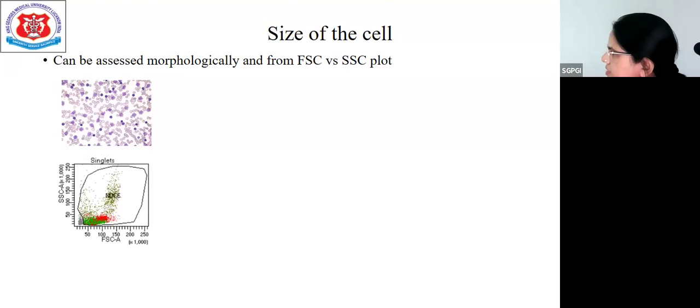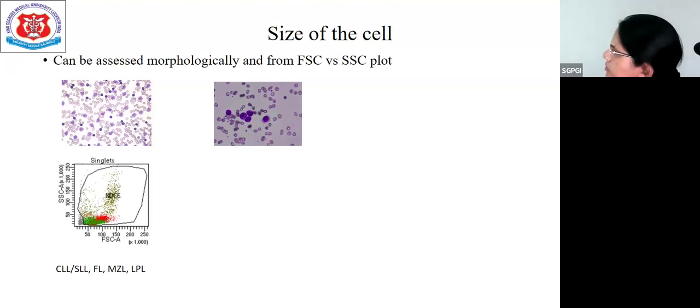So small size cells will usually come and lie here. They are lower on the side scatter and they will be occupying the region occupied by the lymphocytes. So looking at the FSC versus SSC, you can have an idea about the size of the cell. So most of the CLL, SLL, follicular lymphoma, marginal zone lymphoma, and some cases of LPL may fall into this category.